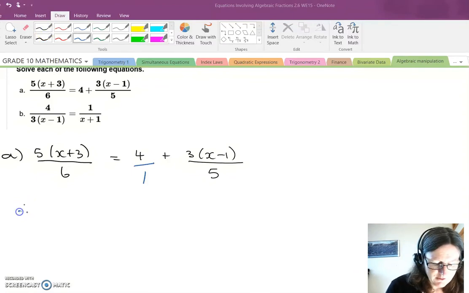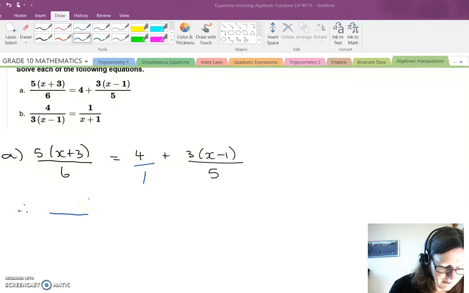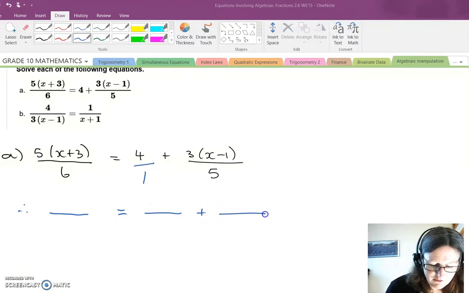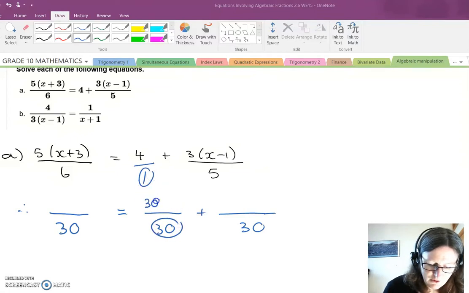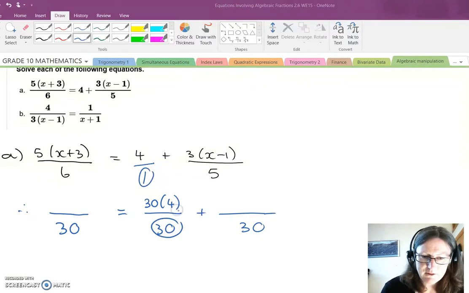When I have fractions, I try and get a common denominator. So I look at what is my common denominator for all of these three fractions, and the answer is 30. Okay, I'll start with the easiest one. How did I get from 1 to 30? I times by 30, so I need to also times the top by 30.